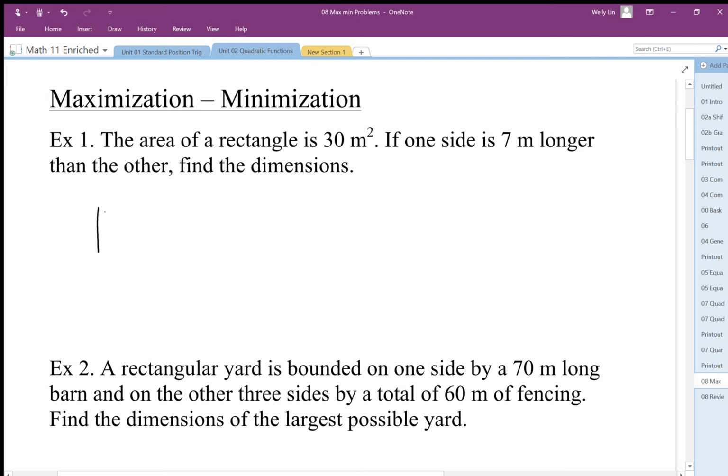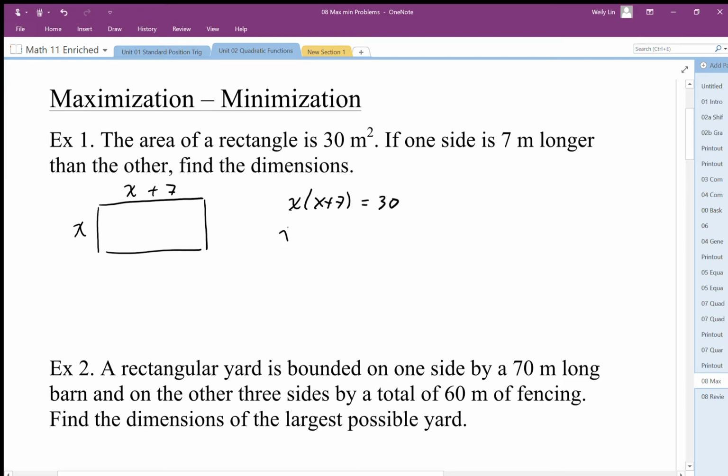Okay, so we're going to just draw a picture here. We're going to call this side x, and the other side is going to be 7 meters longer, so we'll call that 7 plus x. And so the relationship is that length times width is equal to the area of 30.